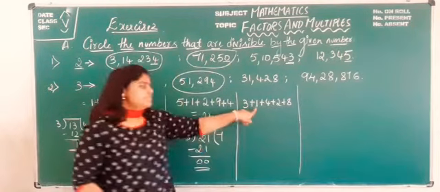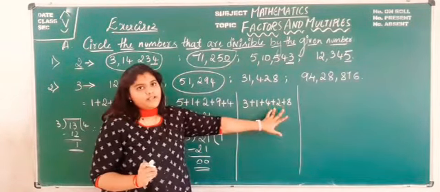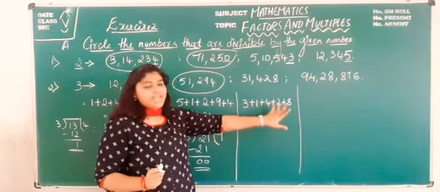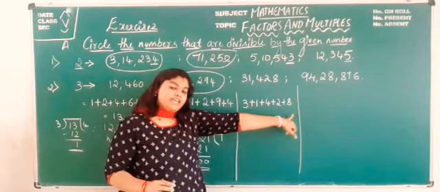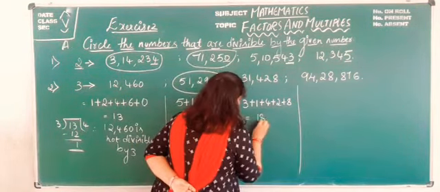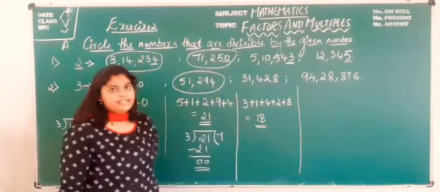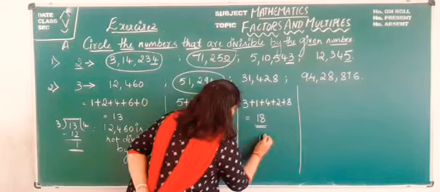So what is 3 plus 1? 4. What is 4 plus 4? 8. What is 8 plus 2? 10. What is 10 plus 8? Yes, 10 plus 8 is 18. Whether 18 is divisible by 3? Yes, 18 is divisible by 3.